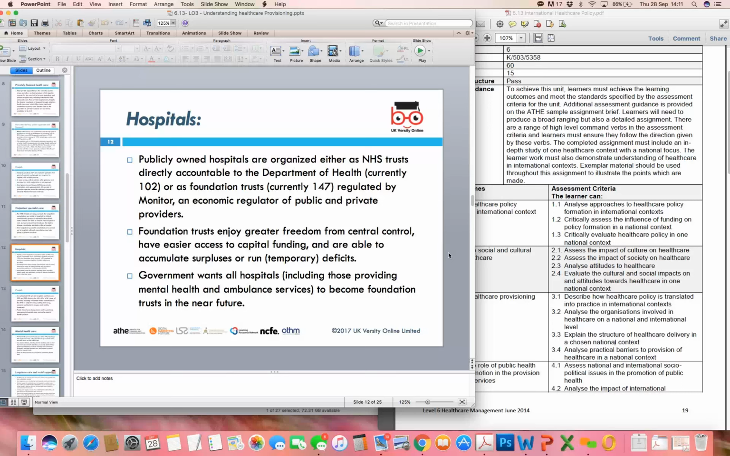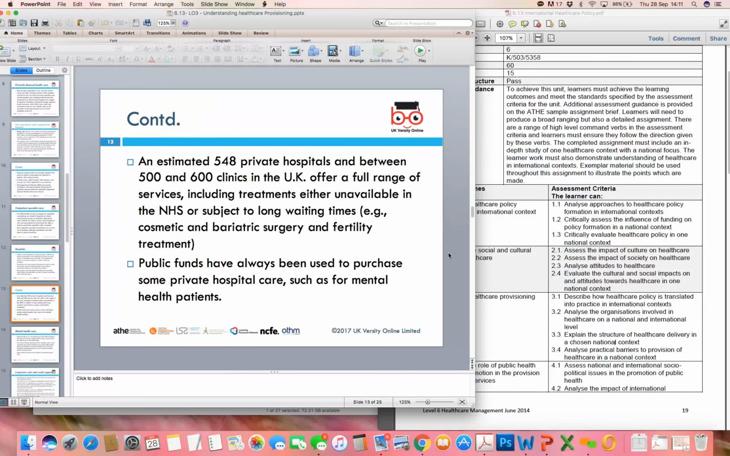Correct? So in this case, when we look at the secondary care, we start off with hospitals, and there are about 147 such trusts which maintain these hospitals within different regions within England and Wales, Scotland and Northern Ireland. Now, in addition to that, in the UK, we have about 548 private hospitals, and there are some 500 to 600 private clinics for people who are registered with the British Medical Association, but they do private practice. So as a doctor, as a GP, you might work with the NHS, but you might also have your private practice, or you might also be working in a private practice.